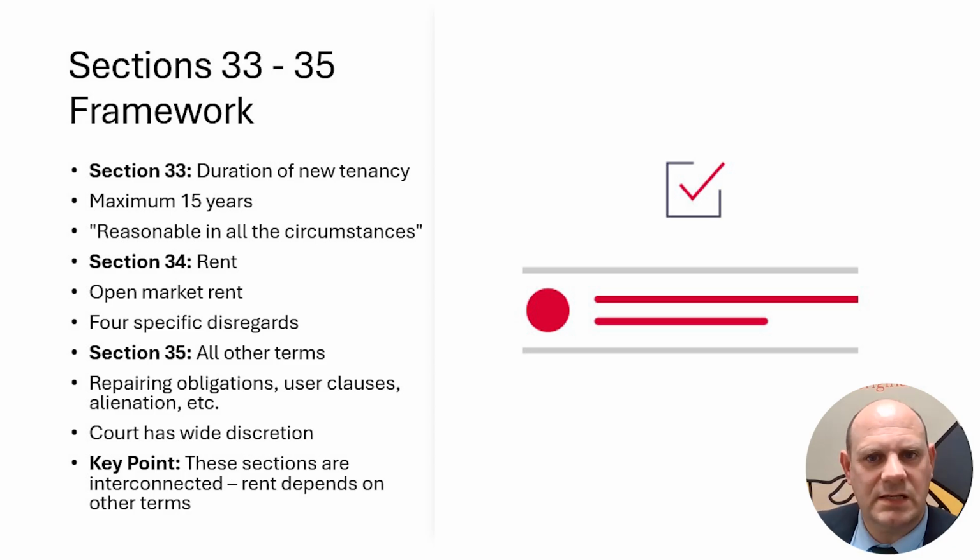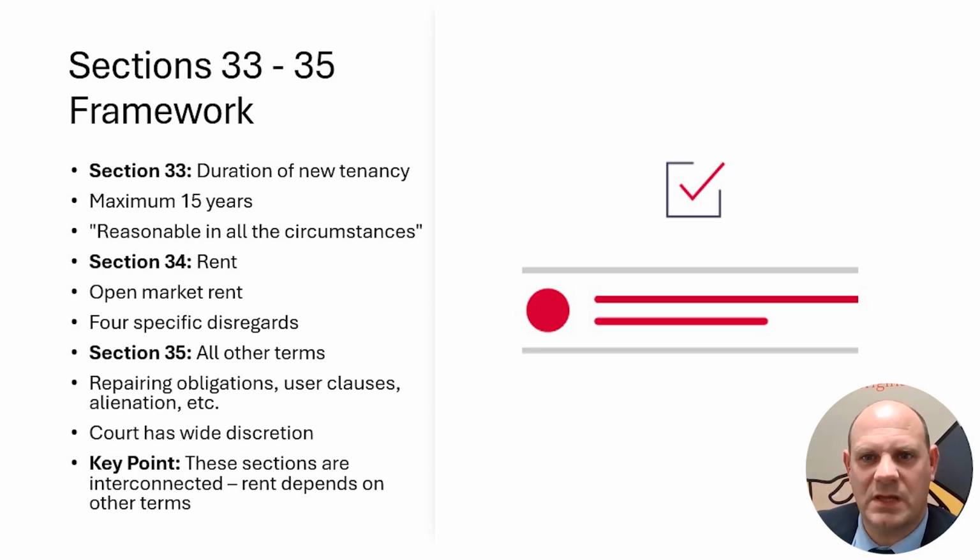Section 33 deals with the duration of the new tenancy. It provides that the new lease shall be for such term not exceeding 15 years as the court considers reasonable in all the circumstances. The court will have regard to the length of the current tenancy and consider what both parties are seeking. Section 34 deals with the rent payable under the new tenancy, and this is typically the most contentious issue in unopposed lease renewals.